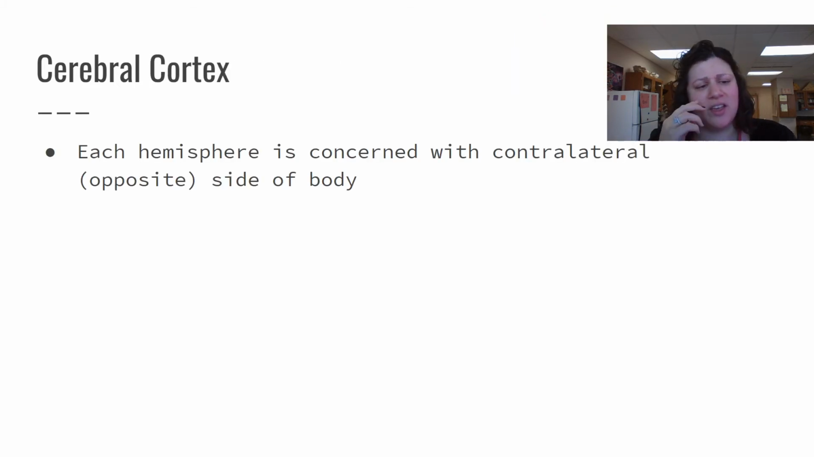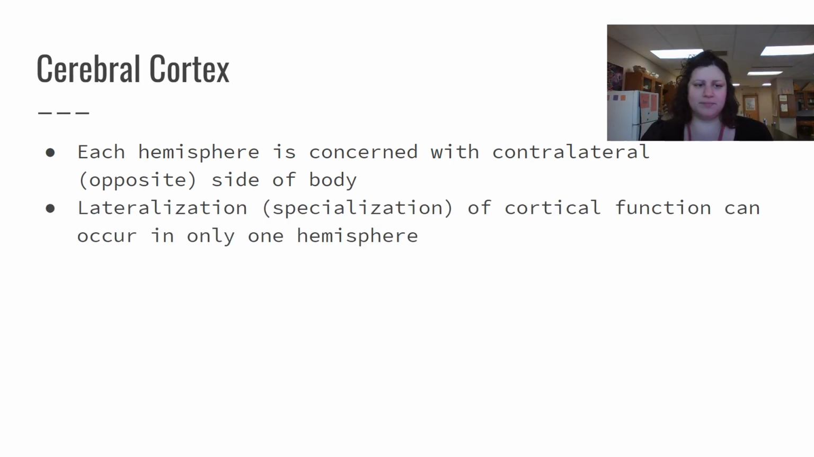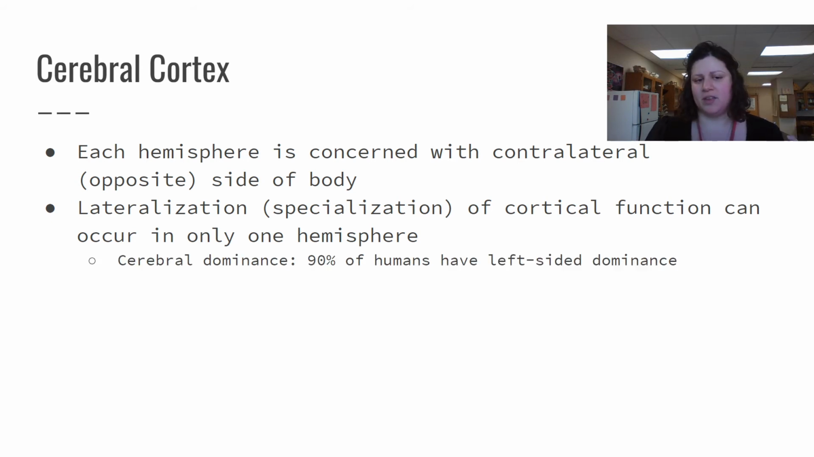You probably know this, but each hemisphere is concerned with the contralateral side of the body. So that means the right hemisphere of my brain controls the left side of my body. Both hemispheres do everything, and for the most part they work together and can do both jobs, but we often have one hemisphere that gets better at it than the other one. So one of them is kind of the leader. That's called lateralization. Lateral, like sideways, means favoring your right or your left cerebrum. This is called cerebral dominance.